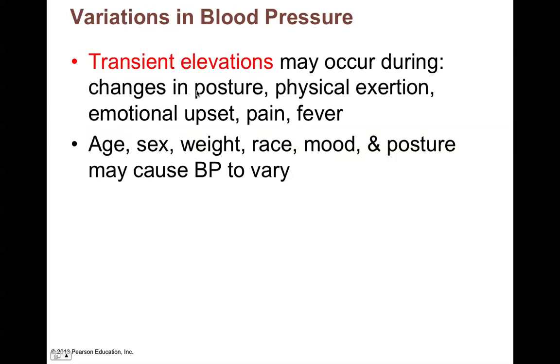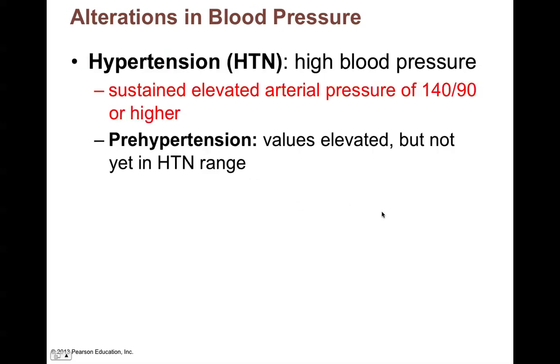Variations in blood pressure. There are transient elevations during changes in posture, physical exertion, emotional upset, pain, and fever. So your blood pressure never stays exactly the same. There will be variability when you're working out. It should go up and then return to normal when you're just relaxing. Age, sex, male or female, weight, race, mood, posture, all can cause blood pressure to vary.